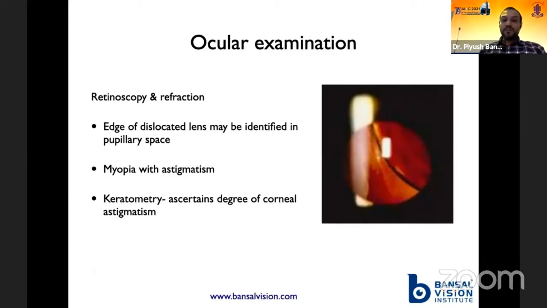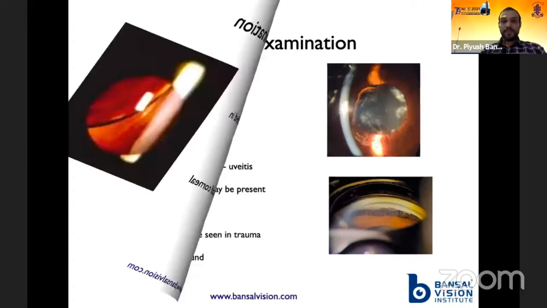Now, even before going to the slit lamp, on retinoscopy and refraction, one can get an idea of subluxation, wherein an edge of the dislocated lens may be identified in the pupillary space. There might be a high myopia with astigmatism, and keratometry can assess the exact degree of corneal astigmatism as well.